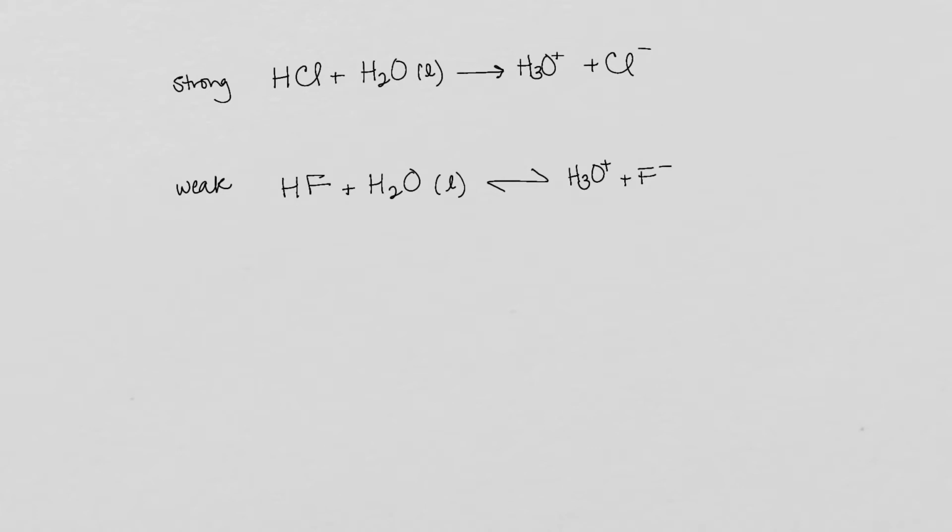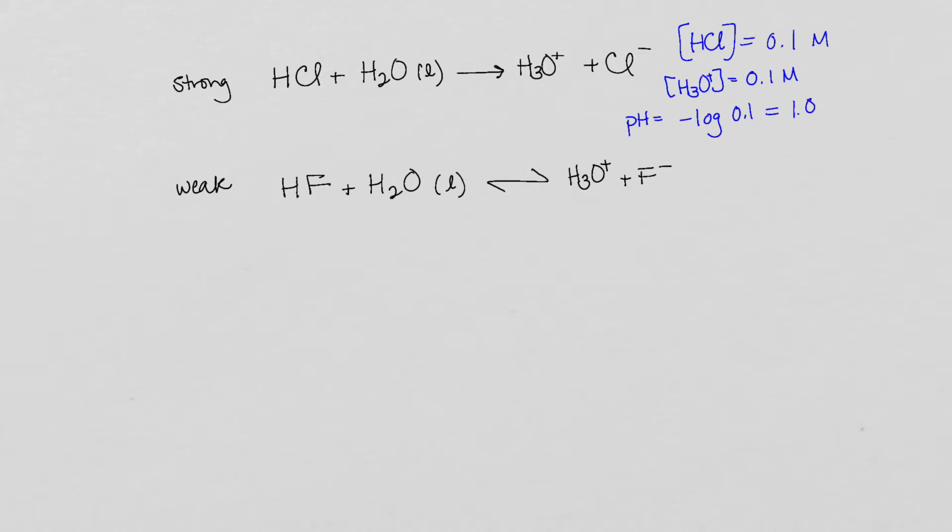So let's say we start off with some HCl that has a concentration of 0.1 molar. Well, that means that the concentration of H3O+ is also 0.1 molar. And since the pH is the negative log of that concentration, it's the negative log of 0.1, which means that our pH is 1.